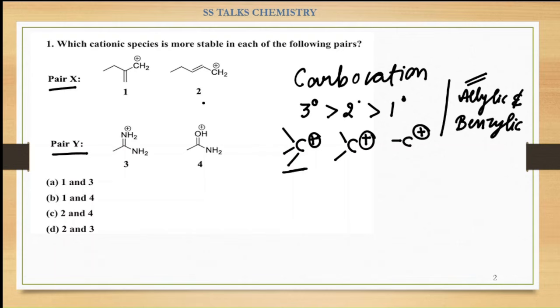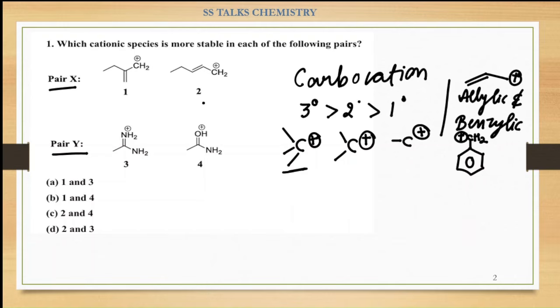Allylic means you have this type of species. This is called your allylic carbocation, and benzylic means it is on the benzene ring. This is the species with the CH2, and the positive charge is present over here. These are more stabilized, the reason being the resonance present in them. So this is an overview of this particular concept.